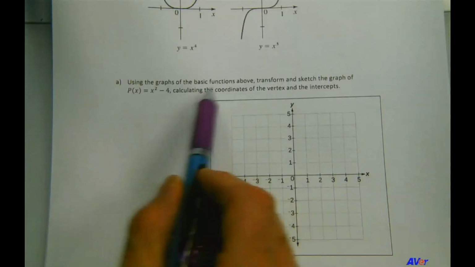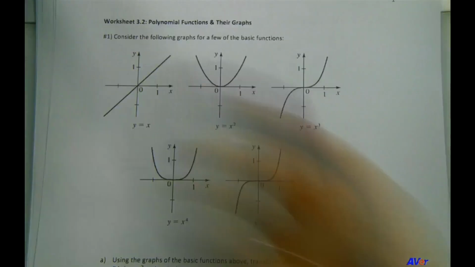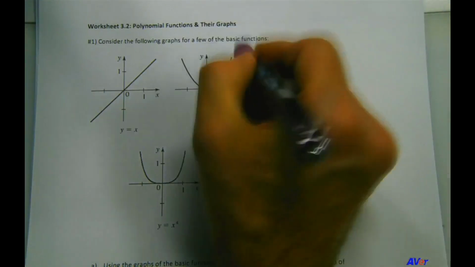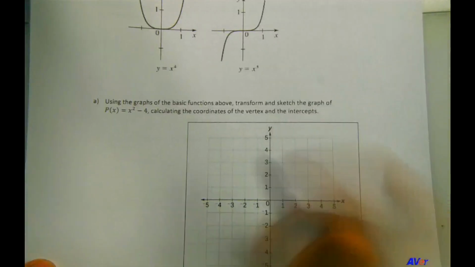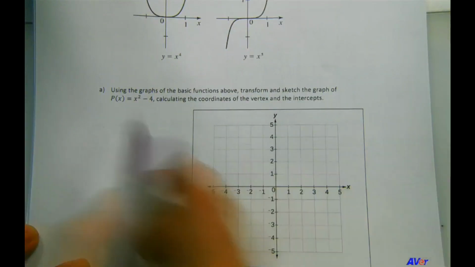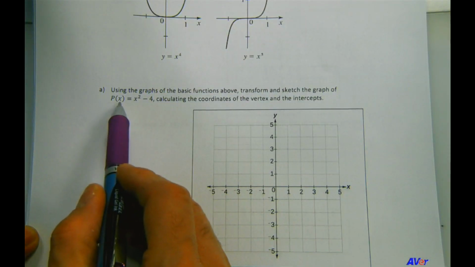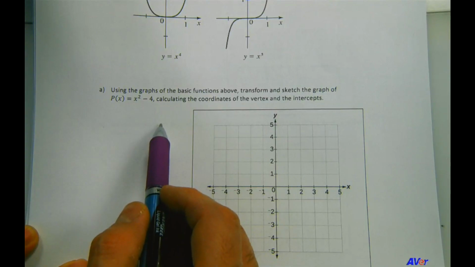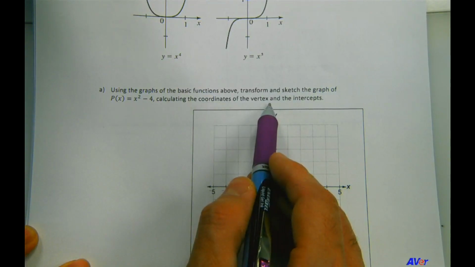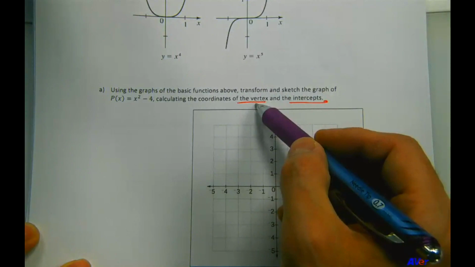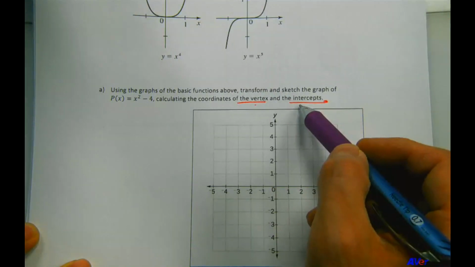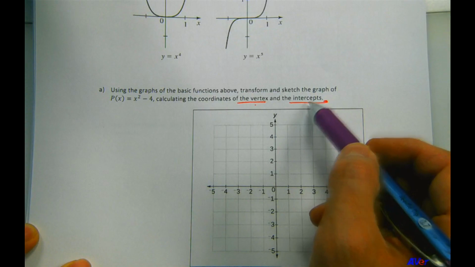So using the graphs of the basic functions, that means one of these basic functions, using these graphs, transform and sketch the graph of p of x, p standing for polynomial, x squared minus 4, calculating the coordinates of the vertex and the intercepts. So we not only have to graph it, we don't only have to show the transformation, but we want to know exactly where the vertex is, and we want to know exactly where the intercepts are. Okay, these are the x and y intercepts.